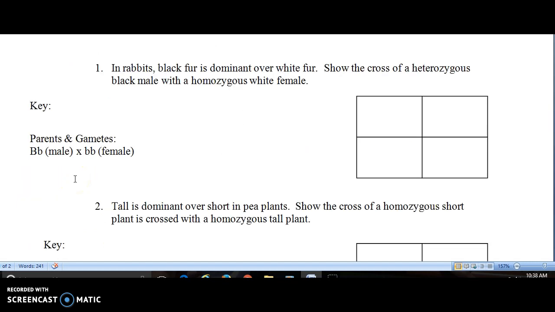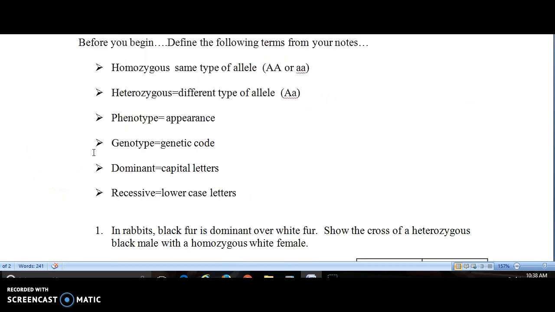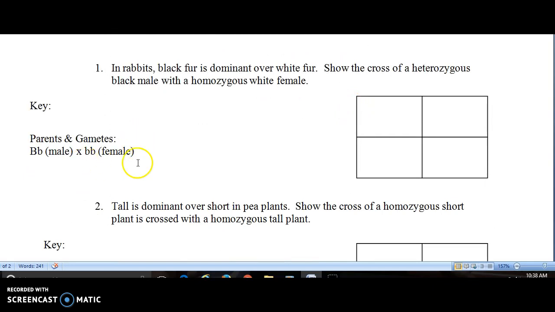Okay, so I fixed my screen here. Sorry about that. And here was the black male, the capital B, lowercase b. And then the homozygous white female is going to have two lowercase b's because it's the recessive trait, and it is homozygous. Remember, homozygous has two of the same kind of letters. Now these are our parents.